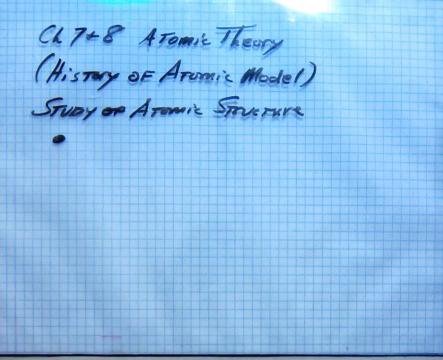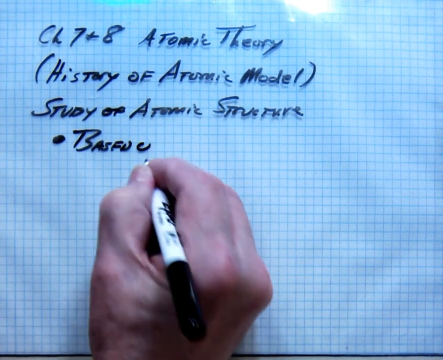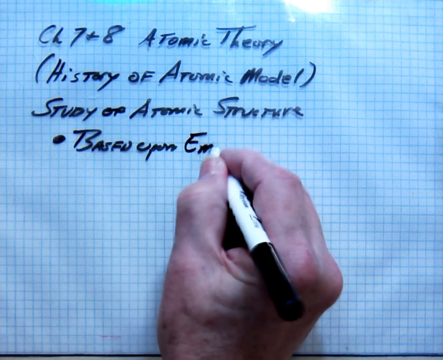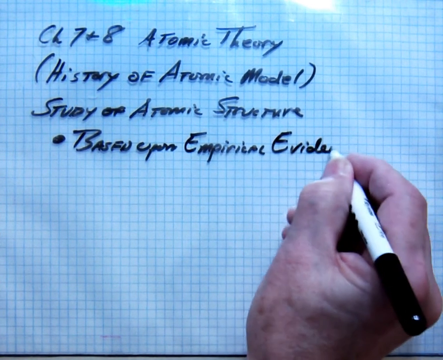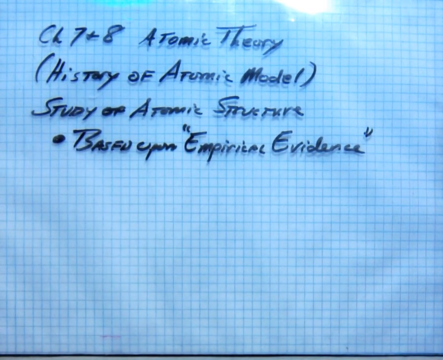And that goes back to system and surroundings. So it's based upon empirical evidence. Now, what does empirical evidence mean? It is the relationship between one dimension and another. How do we relate what we see in that glowing discharge tube to the atom?